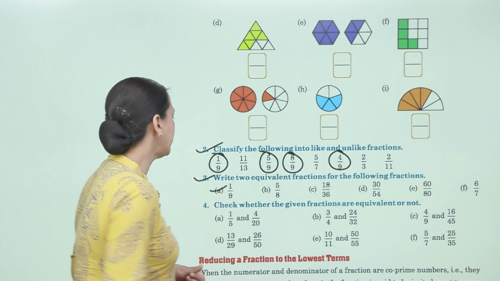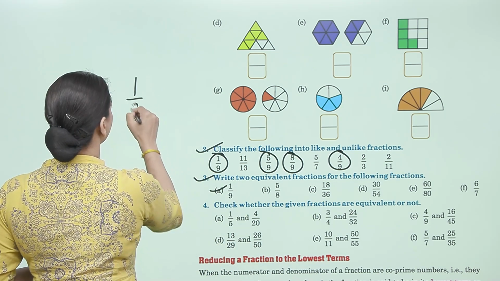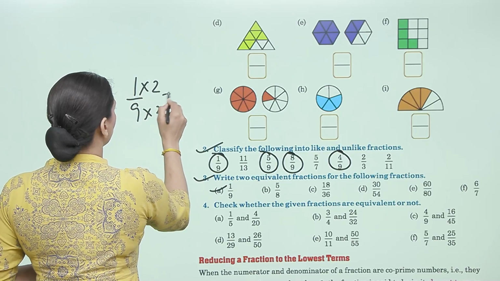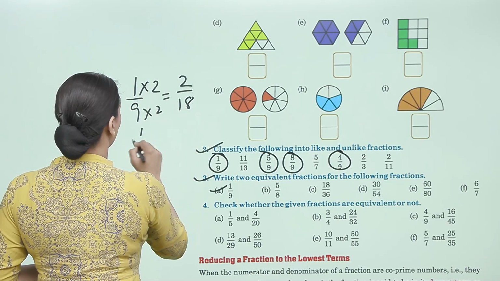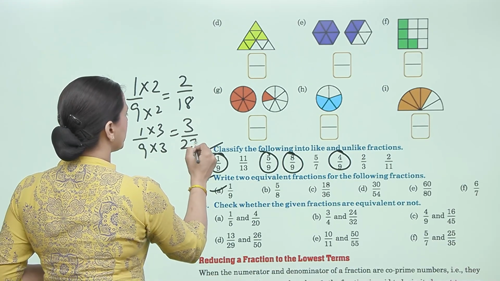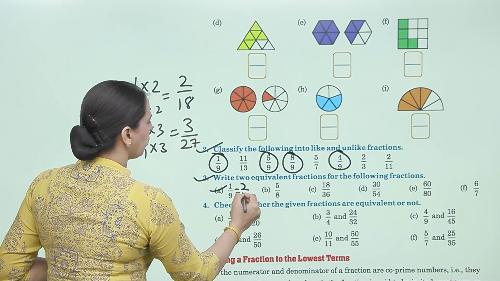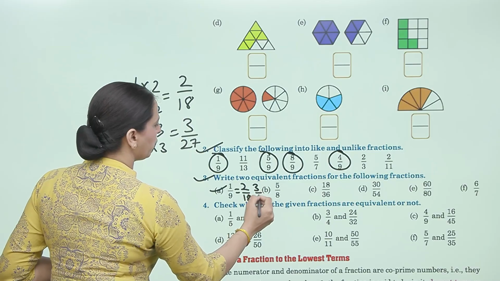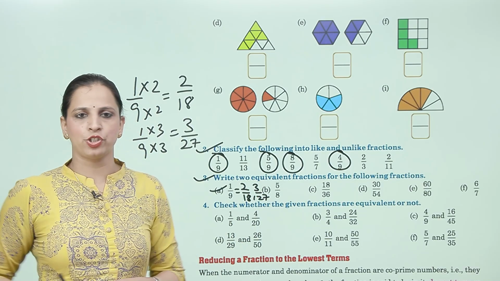Now next, question number 3, write 2 equivalent fractions for the following fractions. Now A part, 1 by 9. So 1 by 9 multiply by 2, 2 by 18. 1 by 9 multiply by 3, 3 upon 27. So, 2 by 18 and 3 by 27 are equivalent fractions of 1 by 9.